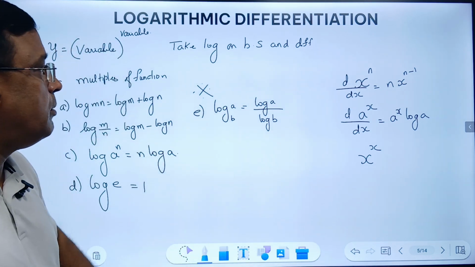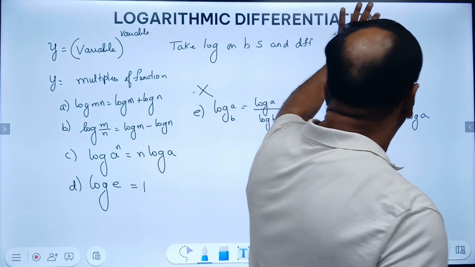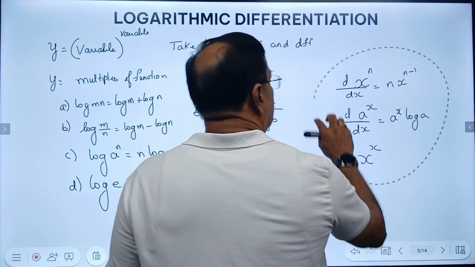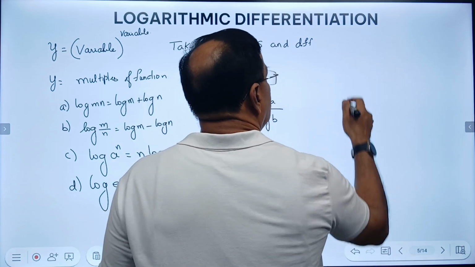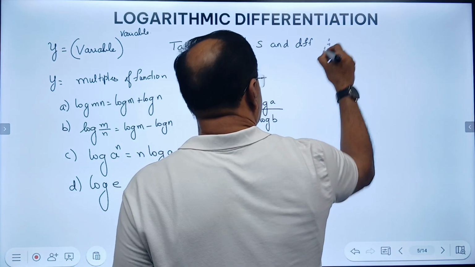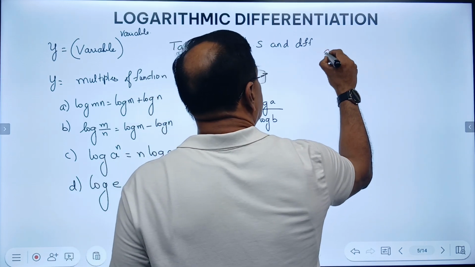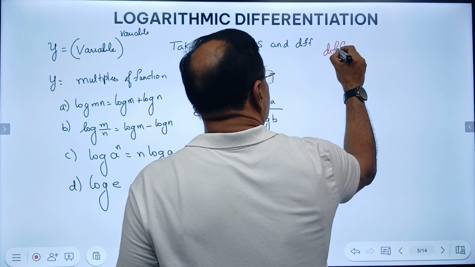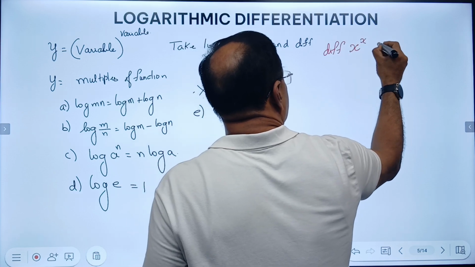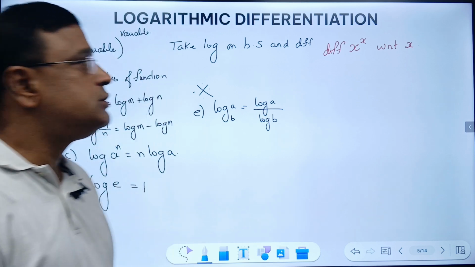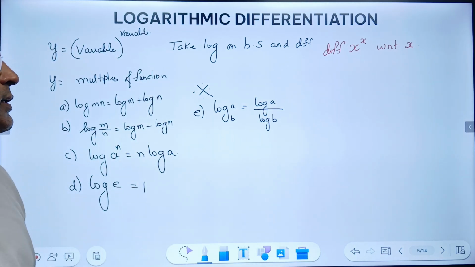Now we are going to do the problem. I will give you one example. Let me delete this. I want to differentiate. The question will be: differentiate x power x with respect to x.